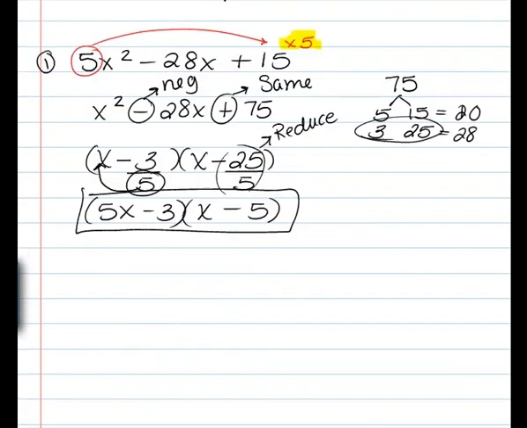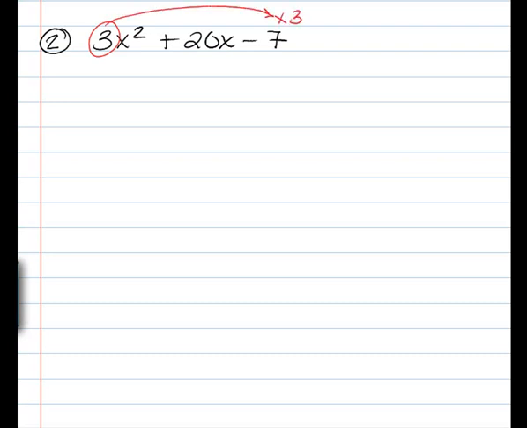Okay, so let's try another one like that. Here's our example number 2. We're going to try 3x squared plus 20x minus 7. Again, the first thing we want to look for is whether there's something in common. Since 3 and 7 are both prime numbers, there's not going to be anything in common here. So we start off by taking our 3 and multiplying it times our 7. We create our new problem, x squared plus 20x minus 21.